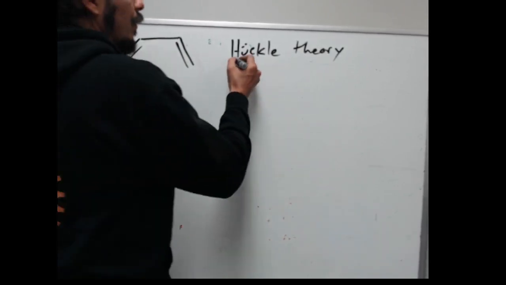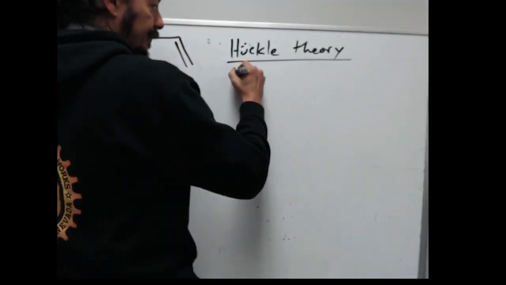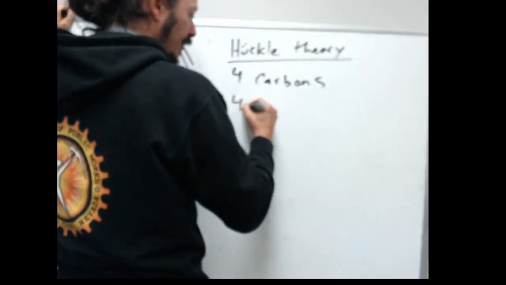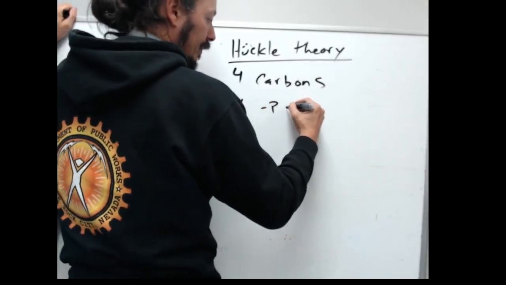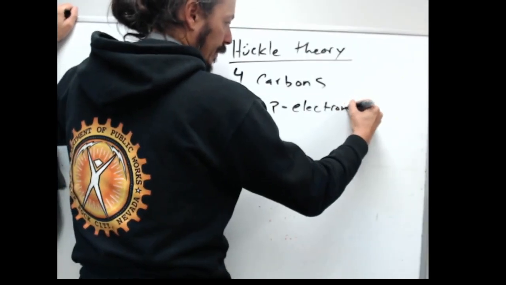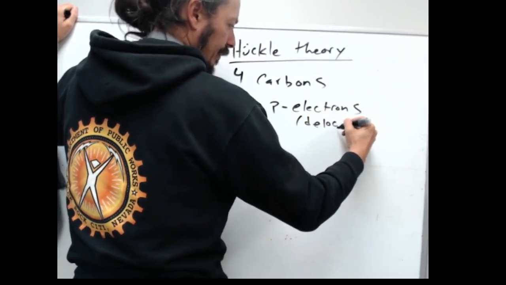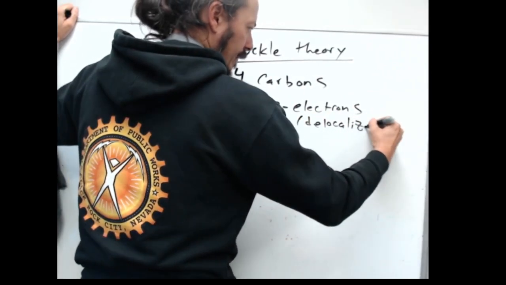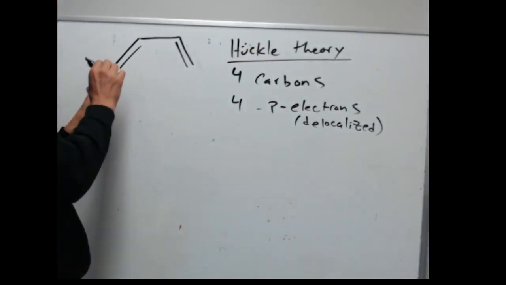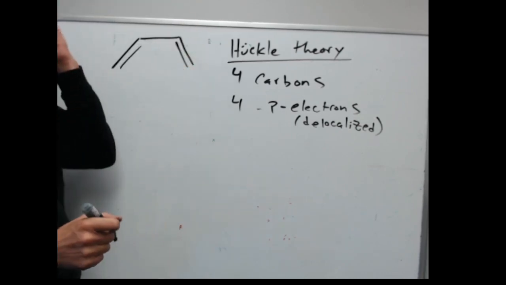And essentially what Huckel theory is going to do is we're going to have 4 carbon centers, and we're just going to treat 4 p electrons that are delocalized. So we're really just going to focus on the electrons that are in the unhybridized p orbitals, these electrons that kind of have some mobility to them.